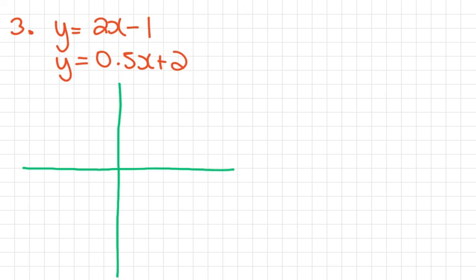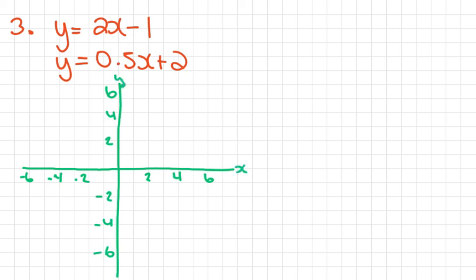I'm just going to go up by ones. So 2, 4, 6, -2, -4, -6, 2, 4, 6, -2, -4, -6, x, and y.